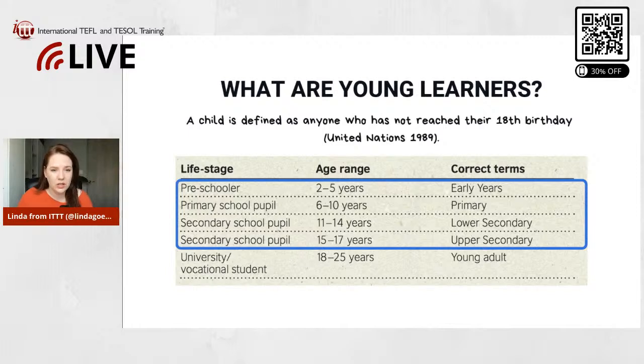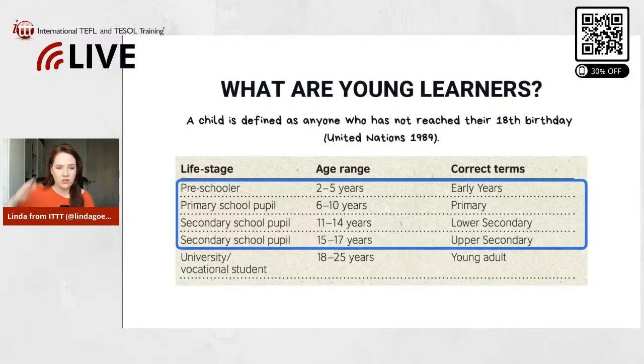So what are young learners? According to the United Nations, they had a conference and established in 1989 that a child is defined as anyone who has not reached their 18th birthday. And this is used by many institutions and organizations around the world globally. So young learners are anywhere up to 18 years old, right? And this is the table.